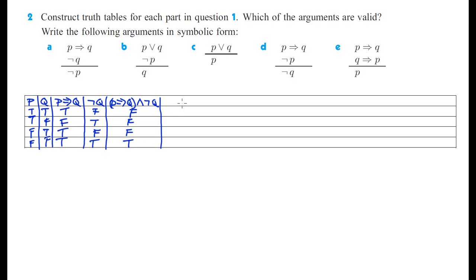And then we're going to eventually need not P. P is true, true, false, false, so now not P is false, false, true, true. And so now we can finally do P implies Q and not Q, and that all implies not P.